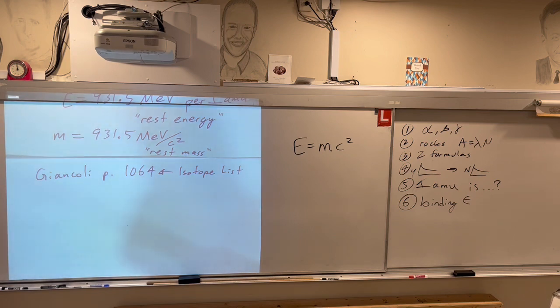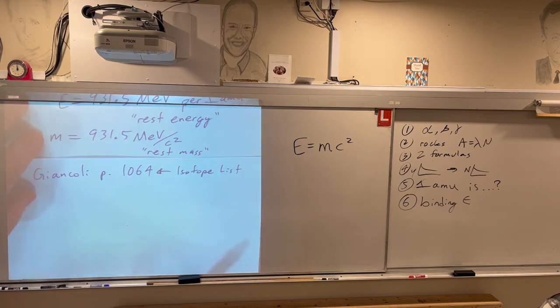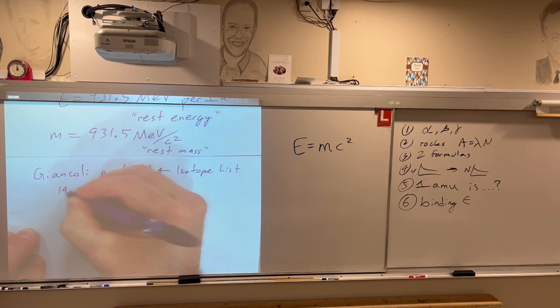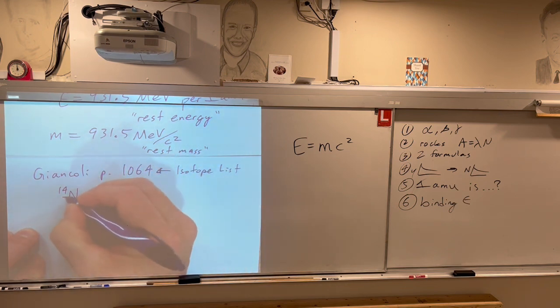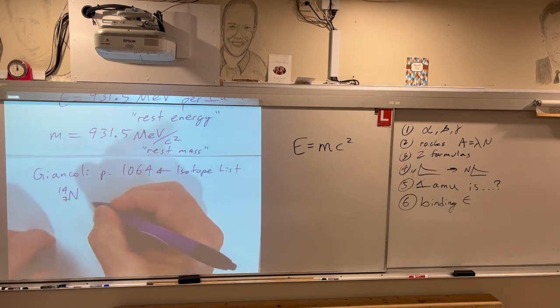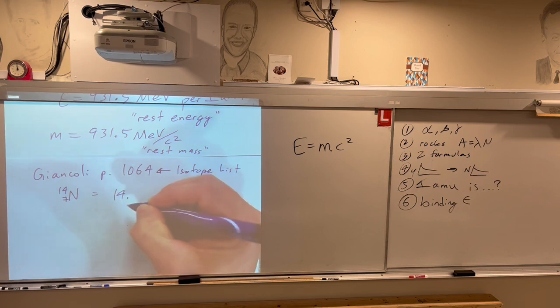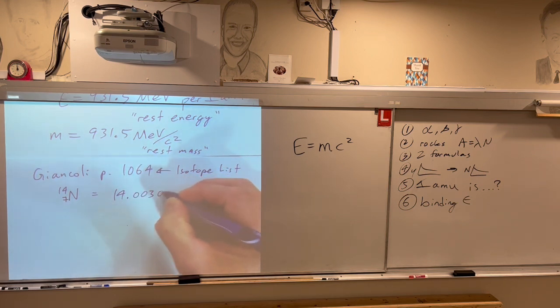That's the average of naturally occurring isotopes. That's not what we want. We want the actual mass of nitrogen 14 specifically. And so that's here, and this is 7, right? So that nitrogen mass is 14.003... No, 074.